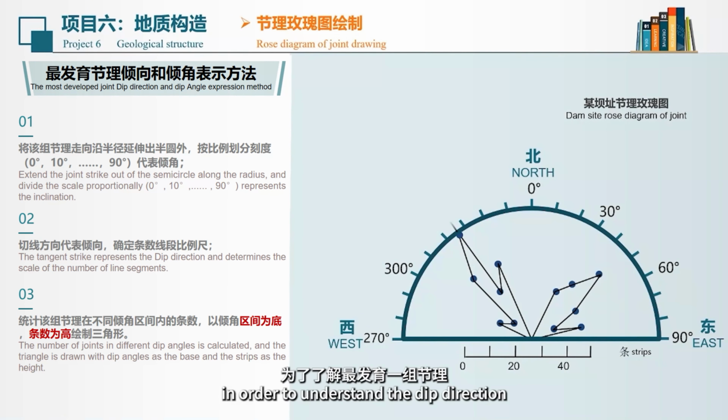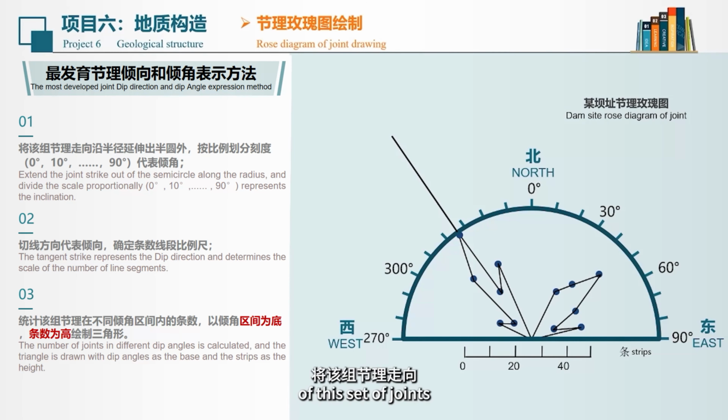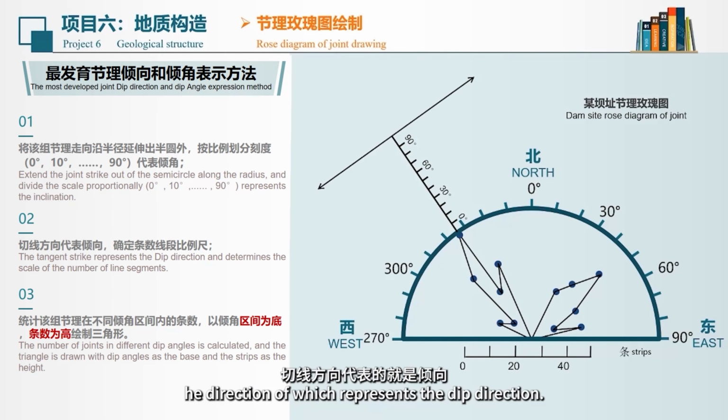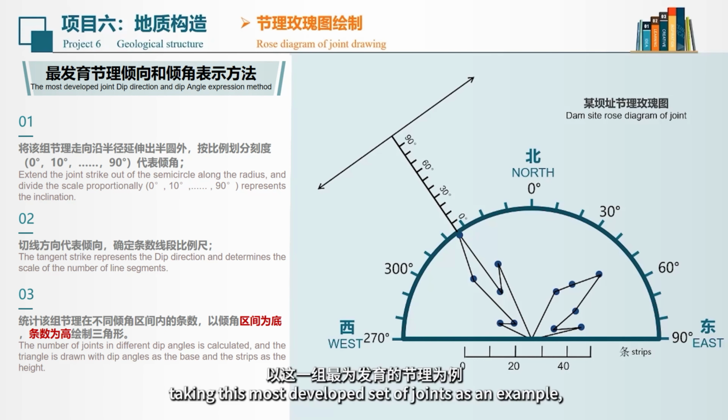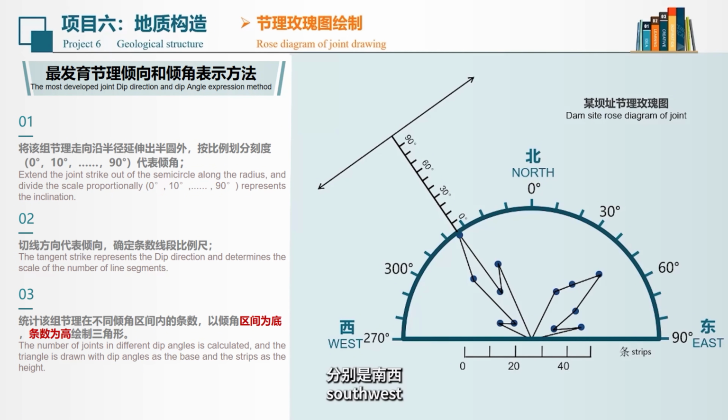Now, in order to understand the dip direction and dip angle of the most developed set of joints, we can extend the trend of this set of joints along the radius beyond the semicircle. Divide the scale into increments such as 0 degrees, 30 degrees, 60 degrees, and 90 degrees, representing the dip angle, and then draw tangents, the direction of which represents the dip direction. We've just reviewed that the dip direction and strike are perpendicular to each other. So, taking this most developed set of joints as an example, it has two dip directions, southwest and northeast.